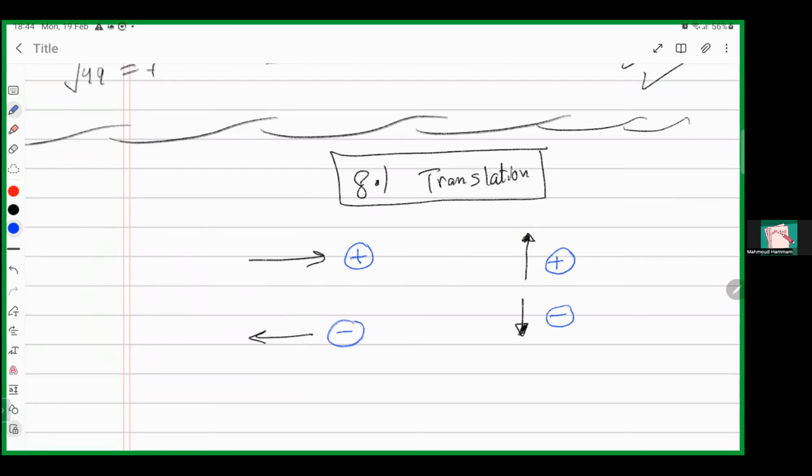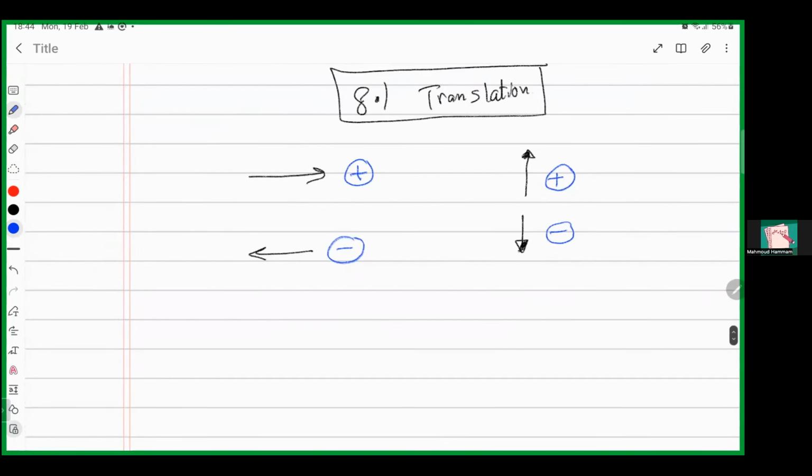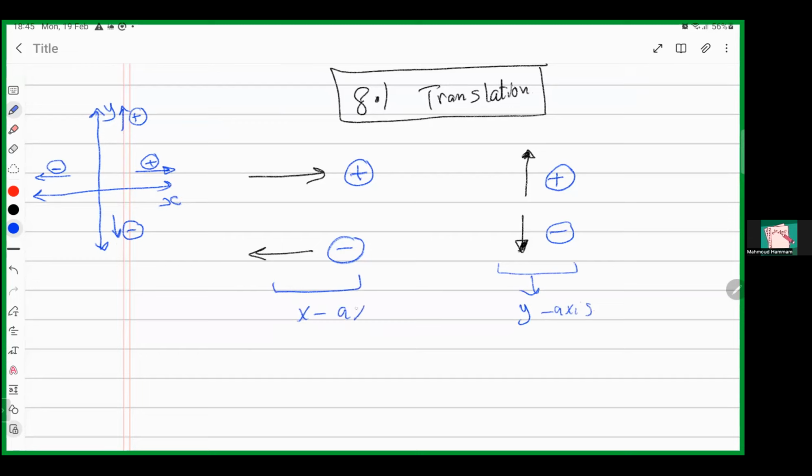Clear? Mister, what does it mean? Up and down, is it responsible for the x-axis or the y-axis? Let's remember the coordinates, x and y. When you say right, this is positive x. When you say left, negative x. Up, positive y. Down, negative y. Again, both up and down affect the y axis. Right and left affect the x axis.